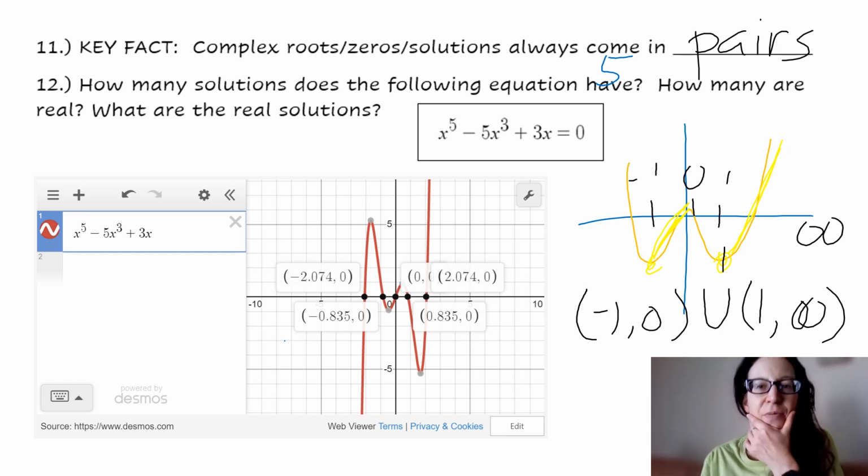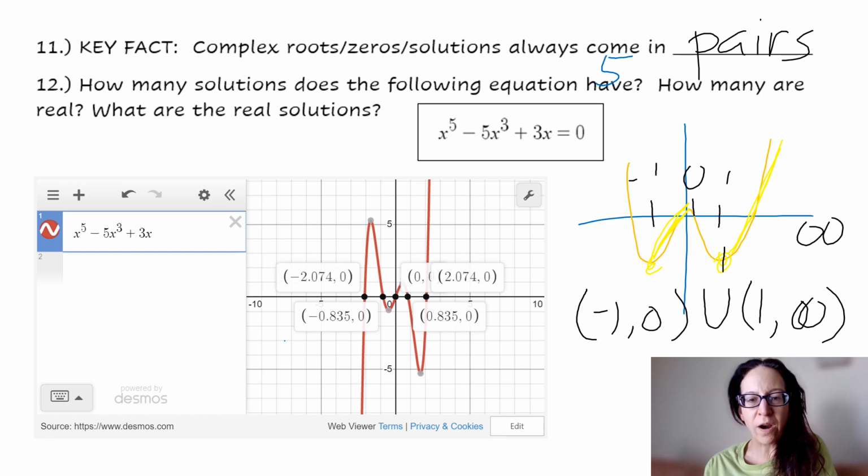Okay, so looking at this, we know that this particular equation has 5 solutions, and we know that the real ones are going to show up on the graph. So let's take a look at the real ones. I have 1, 2, 3, 4, and 5. So that means that this particular equation has 5 solutions and all 5 of them are real. Now, if you could only see one of them, it would mean you'd have 1 real and 4 complex. If you could see 3 of them, you would have 3 real and 2 complex. But those complex ones would always have to come in pairs.